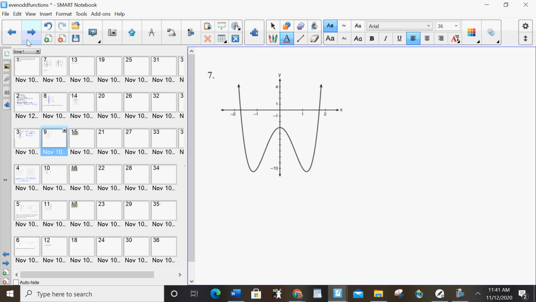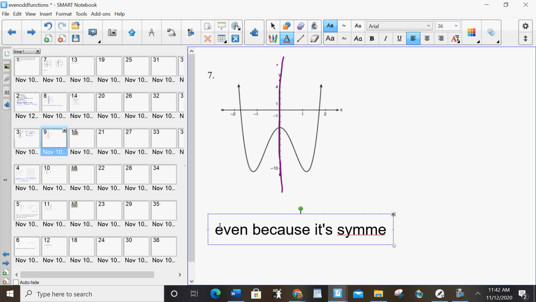7. Let's check for even. Let's check the y-axis. Does the y-axis cut it exactly in half? Yes. So this one is also even, because it's symmetric to the y-axis.